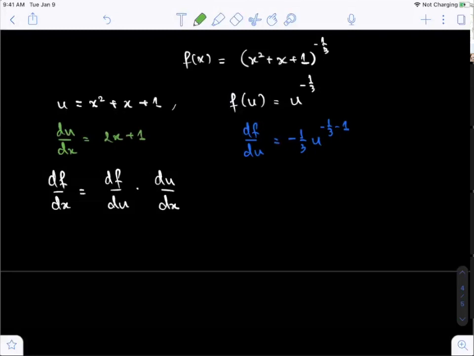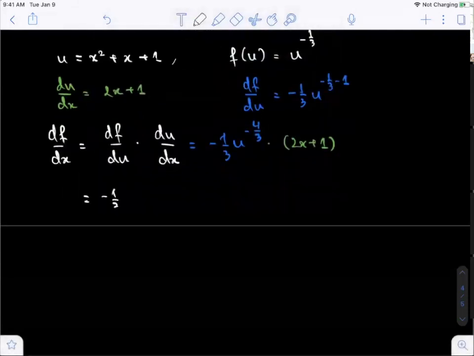Now you put everything together, and you get negative 1/3 times u to the negative 4/3, then times 2x plus 1. But u is equal to x squared plus x plus 1. So the answer should be negative 1/3 times x squared plus x plus 1 to the negative 4/3 times 2x plus 1.